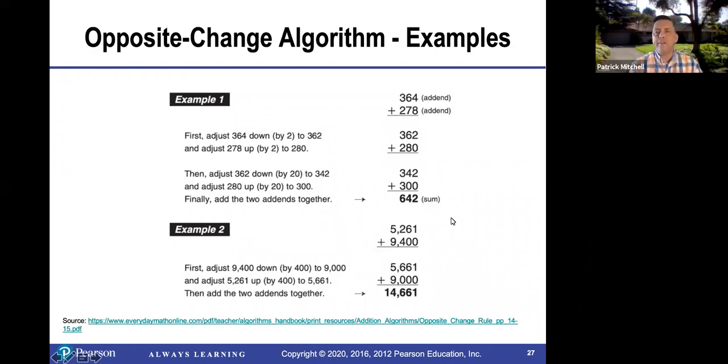Another example is 5,261 plus 9,400. Subtract 400 from 9,400 to get 9,000, and then add 400 to this number, and it gives you a much simpler addition problem.